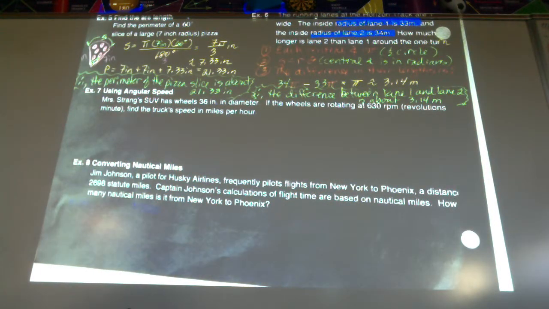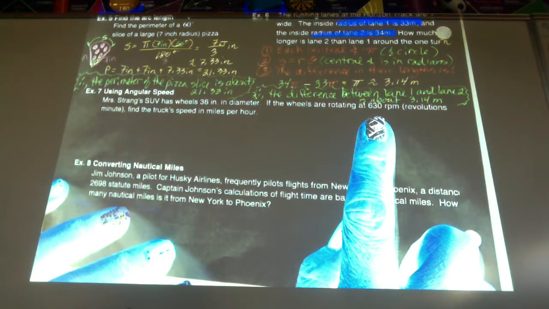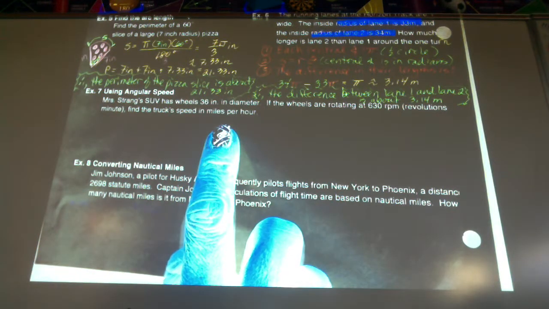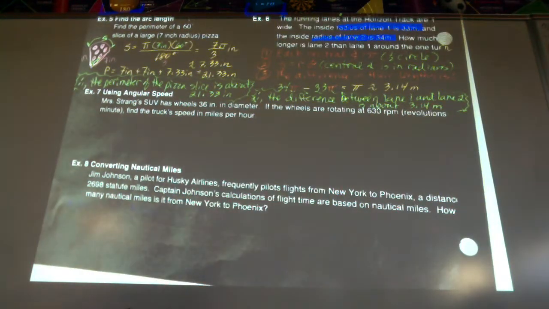For number 7, we're going to look at angular speed. Mrs. Strang's SUV has wheels that are 36 inches in diameter. So it's not a radius, it's a diameter. They're huge. If the wheels are rotating at 630 RPMs, which are revolutions per minute, the number of revolutions in 1 minute, find the truck speed in miles per hour. So all we're doing is converting this 630 revolutions per minute into miles per hour. But the diameter of the wheels is going to make a difference.